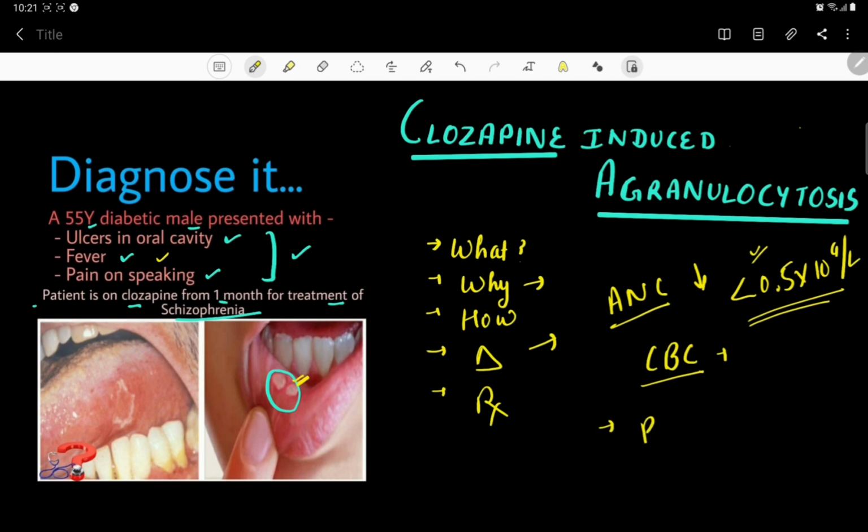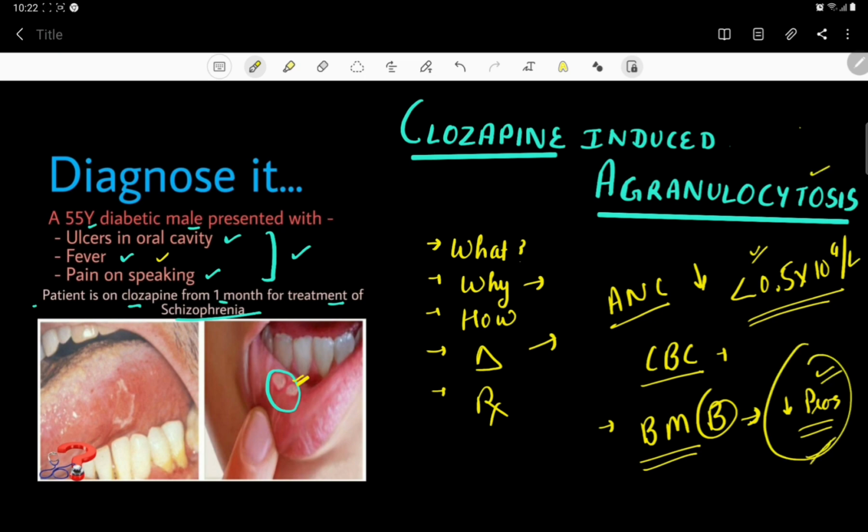The other investigation that we go for is bone marrow biopsy. This bone marrow biopsy is not used for diagnosis, but the finding is a decrease in the progenitor cells. As we have already discussed, the progenitor cells are damaged, which leads to the development of agranulocytosis. So in the biopsy also, we can see this decrease in the progenitor cells.